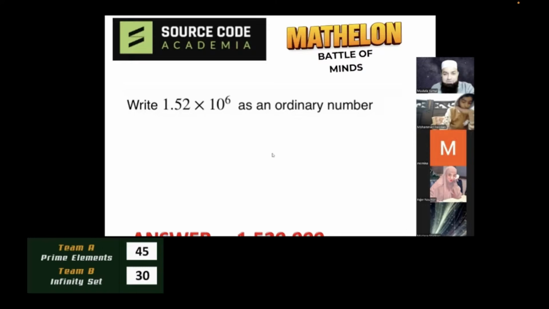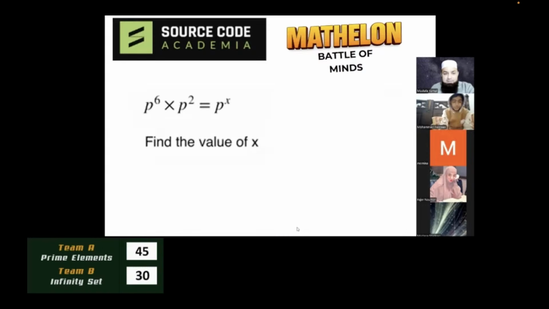All right, so the next question on your screen. P to the power 6 times P squared equals P to the power X. Find the value of X. Team B, Murtaza Shehzad. The value of X is 8.